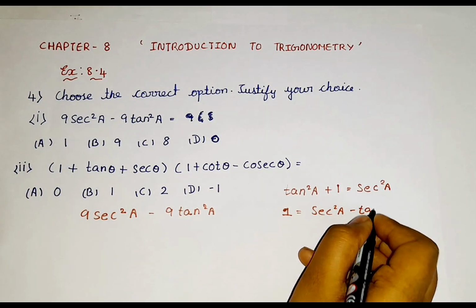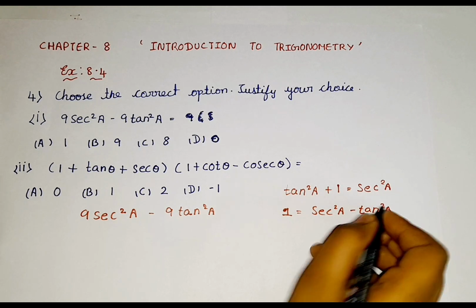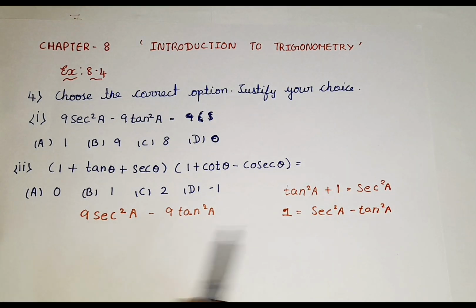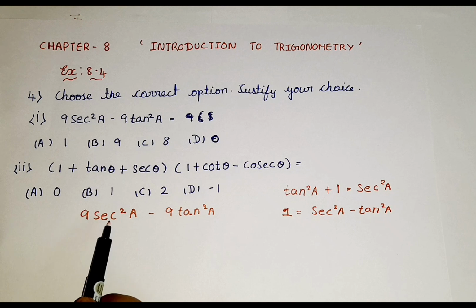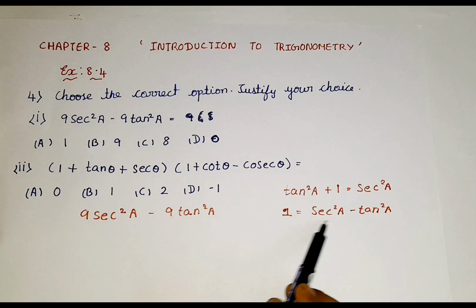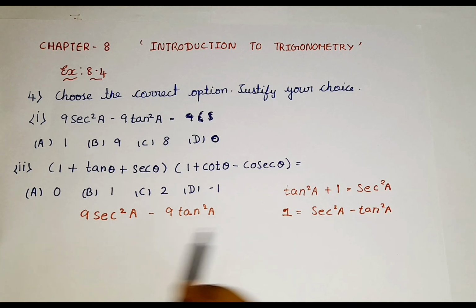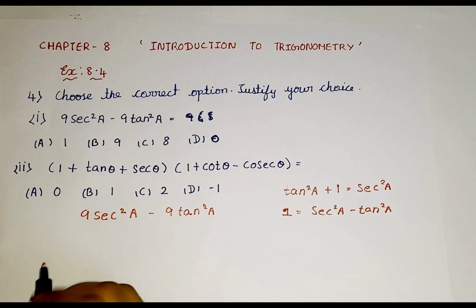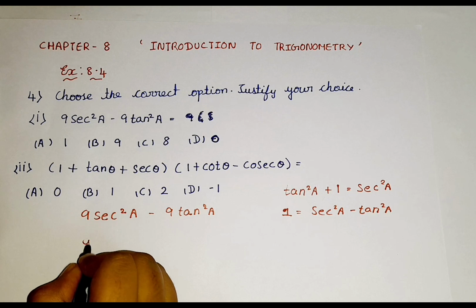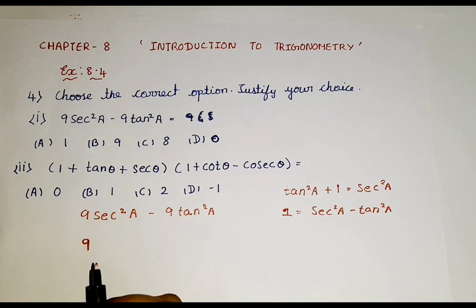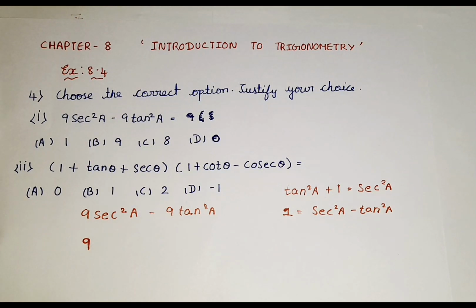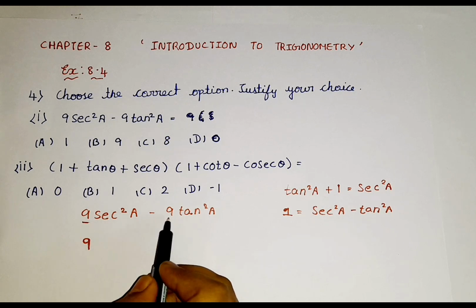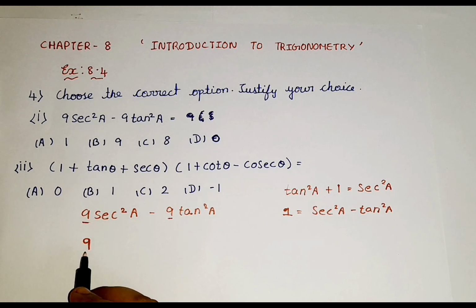minus tan square A. When you check it out, we have exactly the same value, that is secant square A minus tan square A. Here also we have the same value, so when we apply it, we can actually write 1, isn't it? So now let's apply that. 9 as it is, and then here we have secant square. Now listen carefully. Here I have 9, and here also I have 9, so I just took 9 as common.